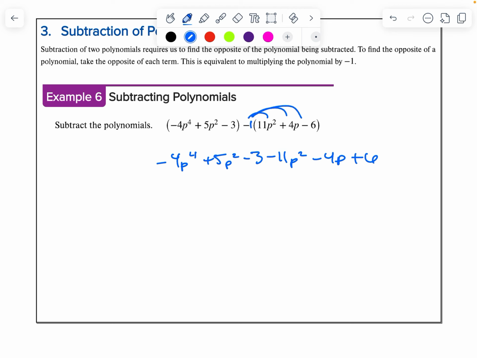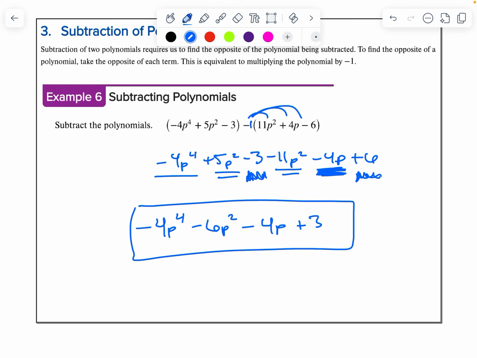Now can we combine like terms? Is there any other item with a p to the fourth? I don't see one. How about items with a p squared? Positive 5 and negative 11 makes negative 6p squared. Items with just p's, there's only one of them. And items that are just numerical: negative 3 plus 6 makes positive 3. That is going to be my final answer. The only difference between this and the last problems was there was a negative in between, and so I distributed a negative 1 to everything in that second parentheses.